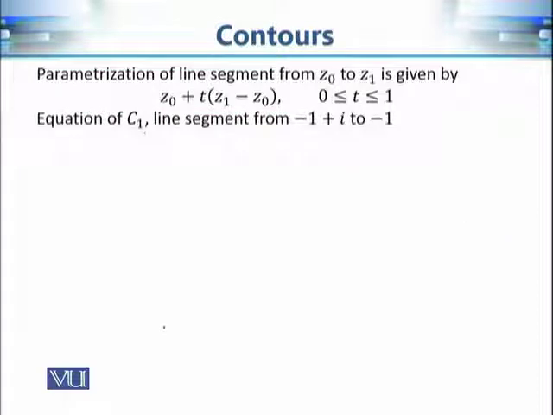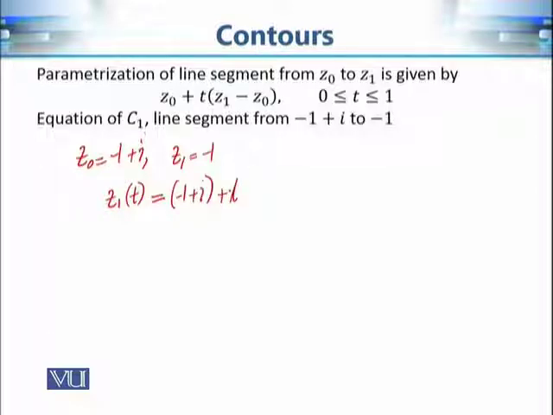So we can use this calculation to find the equation of the line segment C1 from -1 plus iota to -1. In this case, Z0 is going to be -1 plus iota and Z1 is going to be equal to -1. Now let's call the parametric equation Z1 of t, and we want to find out what x of t plus iota y of t is going to be. Now let's replace the values: Z0 is -1 plus iota, plus t times Z1 minus Z0, which is -1 minus (-1 plus iota).